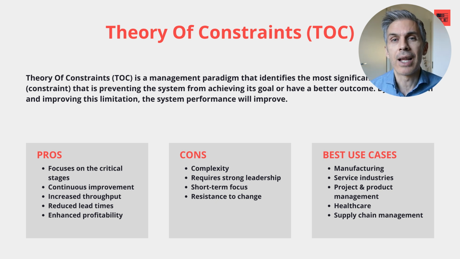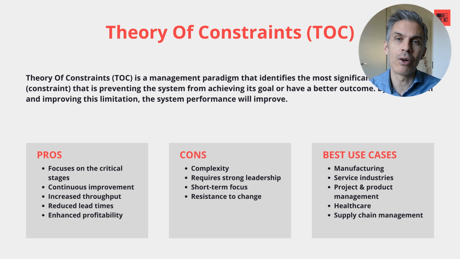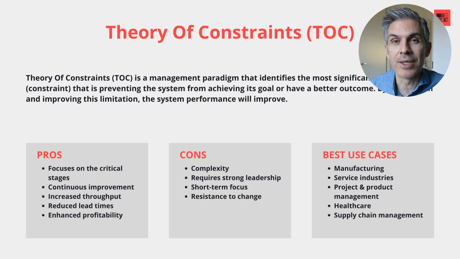This production line usually is going to have different bottlenecks on it. And what you want to do with TOC is focus on one of those constraints and make sure that you are either removing it or making it more efficient. Another use case will be using it in service industries.